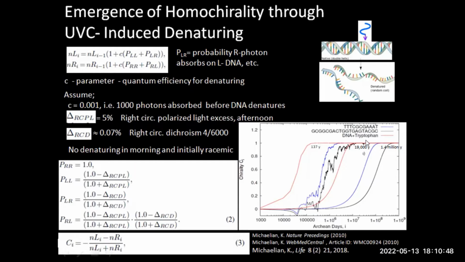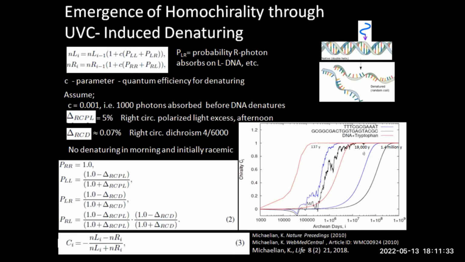Now we see that if we don't include the threshold, so just allow probabilities, without taking into account that probably we need a threshold in order for DNA to denature, then we get these three curves for the different DNA. So for DNA with tryptophan, we could get homochirality in about 19,000 years, which seems like a long time, but in terms of the time that life has been on Earth, it's an extremely short time. It's just a blink of an eye.